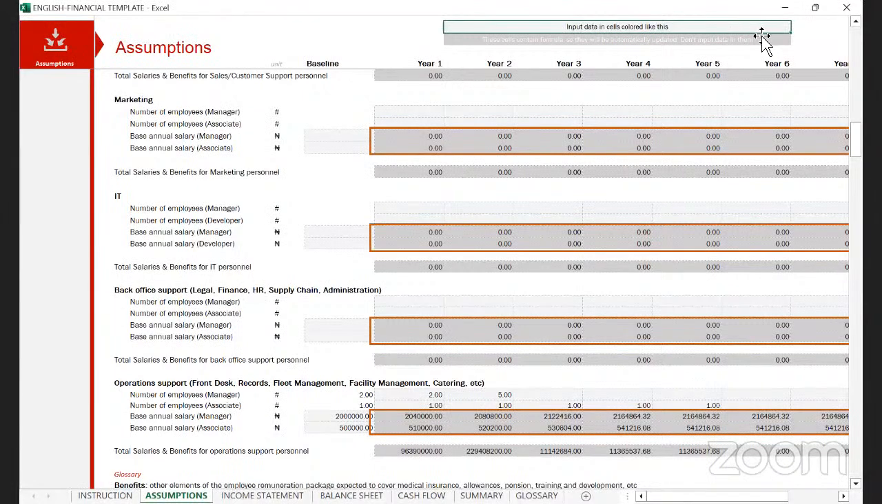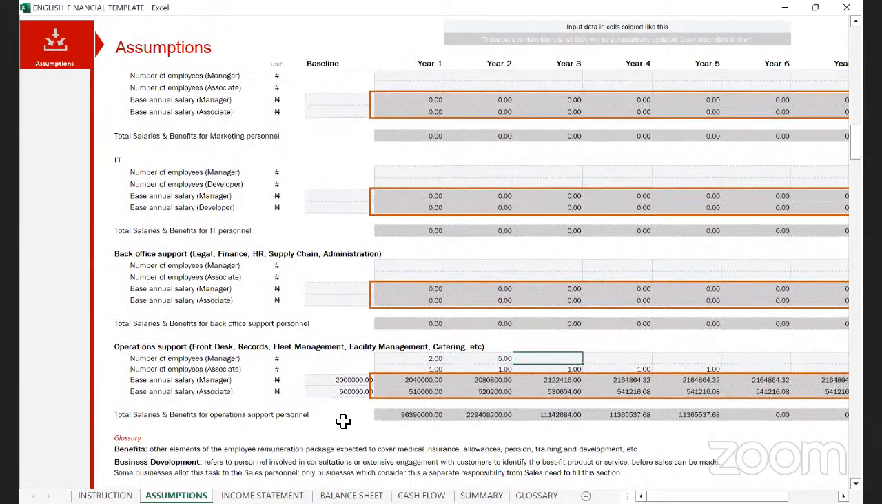The ones that are light gray, you can put data in them. The ones that are dark gray, you don't need to put the data in them because the data is computed. So all you need to fill are these light gray sections. The dark gray sections are automatically computed based on what you fill for the light gray sections. So that's the head count.